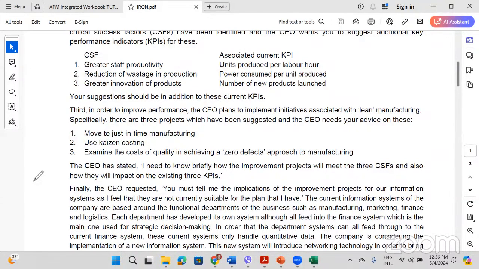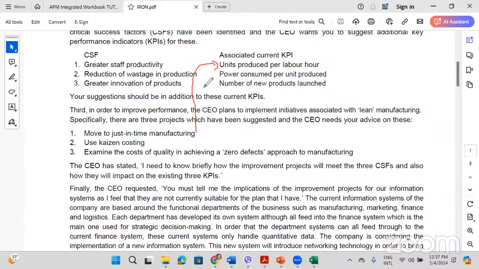Now, in terms of KPI, JIT will have an impact. Units produced per labor. You will want to produce more units, right? Because you want to meet deadline. Power consumed per unit produced. Power we consume only for the demand, production. Yeah.